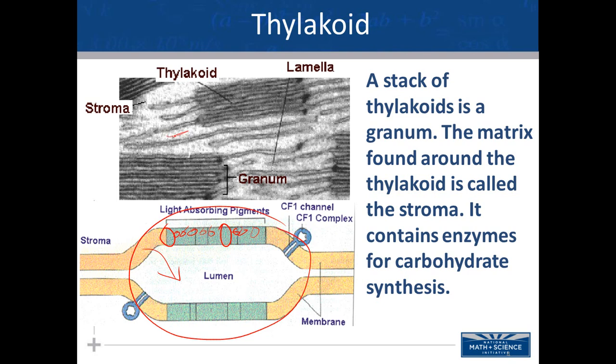Now, outside the thylakoid is a substance called the stroma. Inside the stroma, you're going to find enzymes involved in the light-independent reaction that has the ability to make that carbohydrate, or you probably know it as glucose.